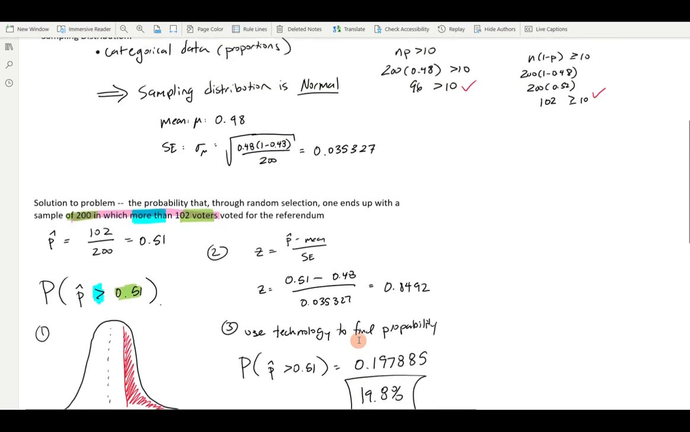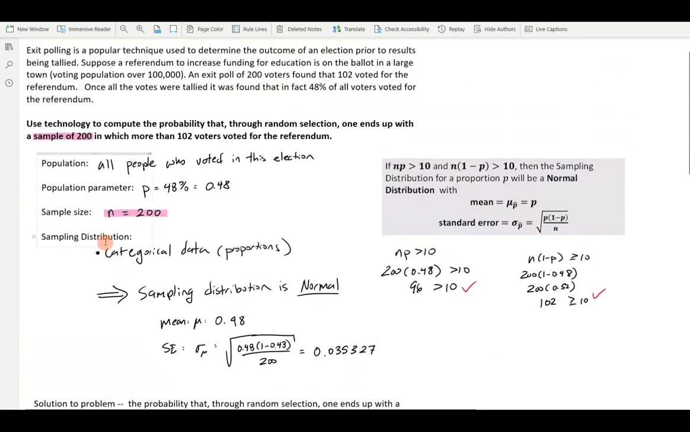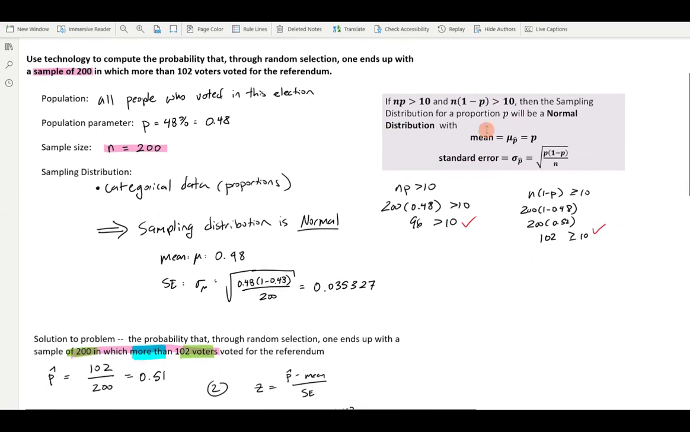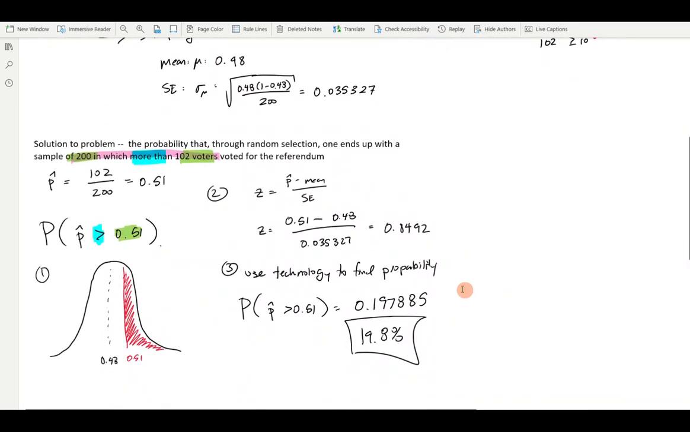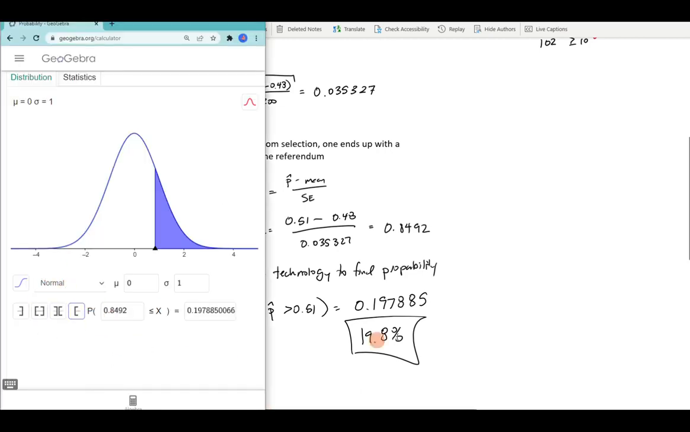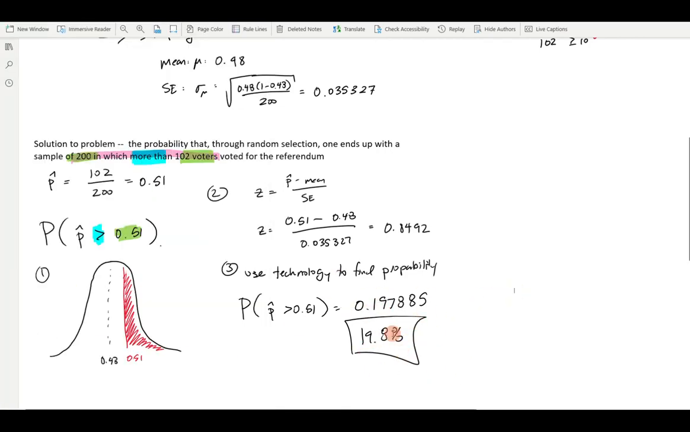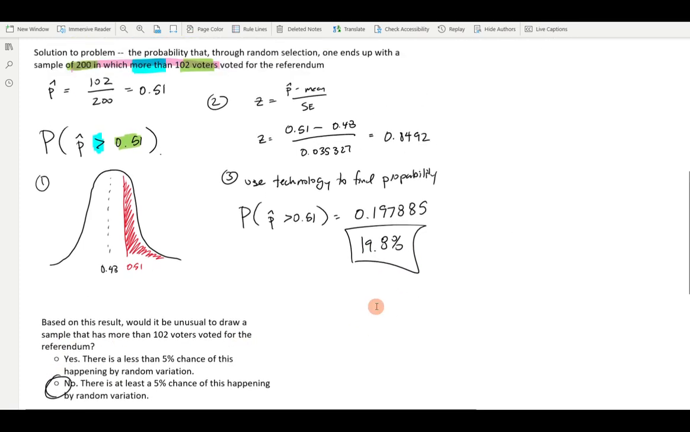So to summarize, in order to use the sampling distribution to calculate a probability, you need to identify what your population parameter is and what your sample size is. You need to make sure that you meet the requirements for a normal distribution, and then we have our formula, the mean and the standard error, to calculate what the sampling distribution is going to look like. To solve the problem, you sketch it. That helps. You find the z-score, then you use GeoGebra's calculator to compute what the probability would be, and then you can use that to make a decision.